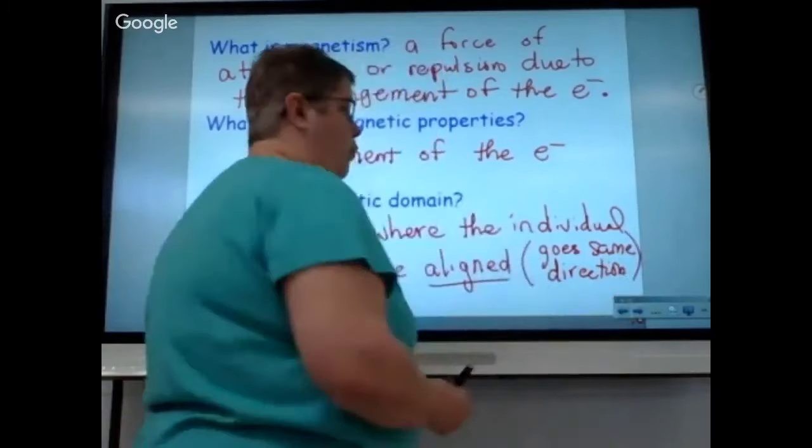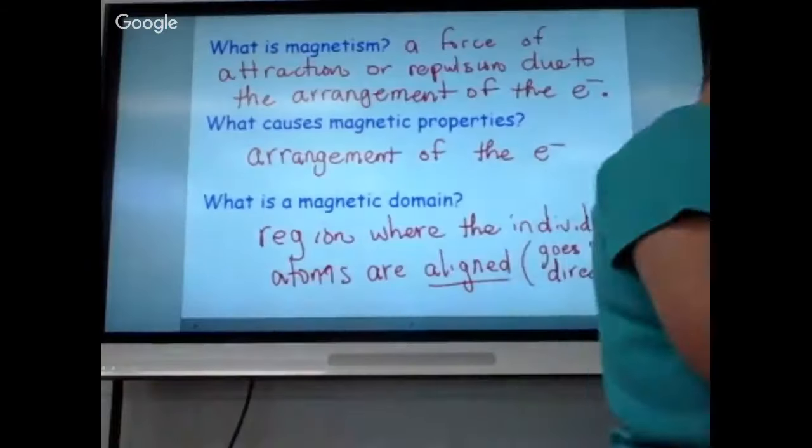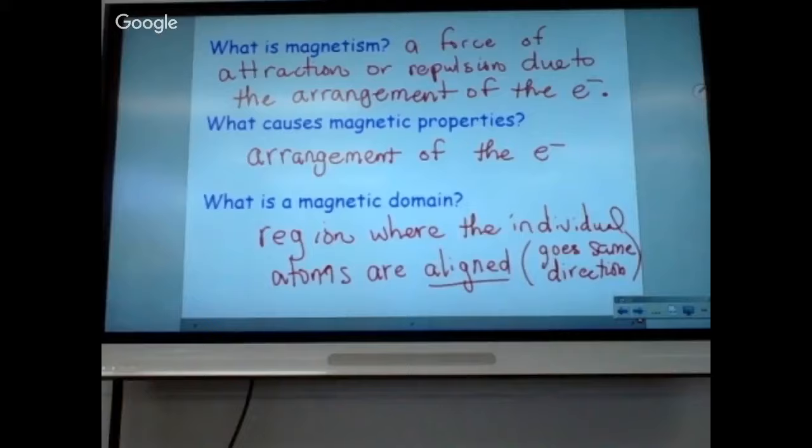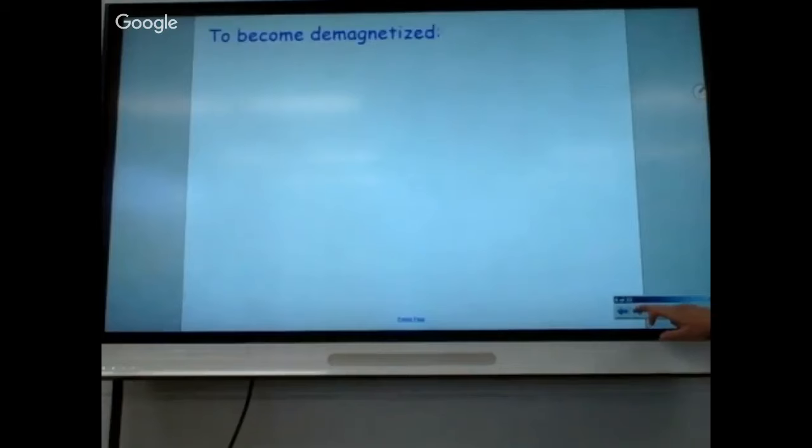But you will see that word a lot with magnets. So once we have that line, we are done for today.